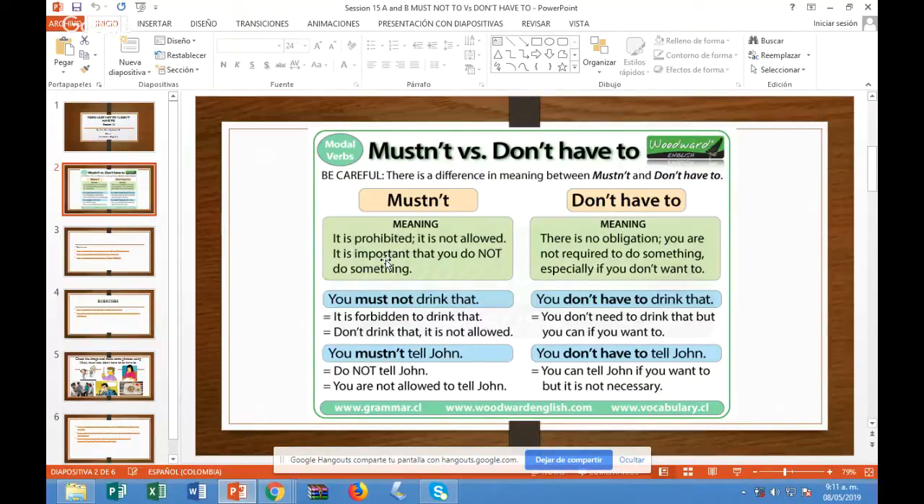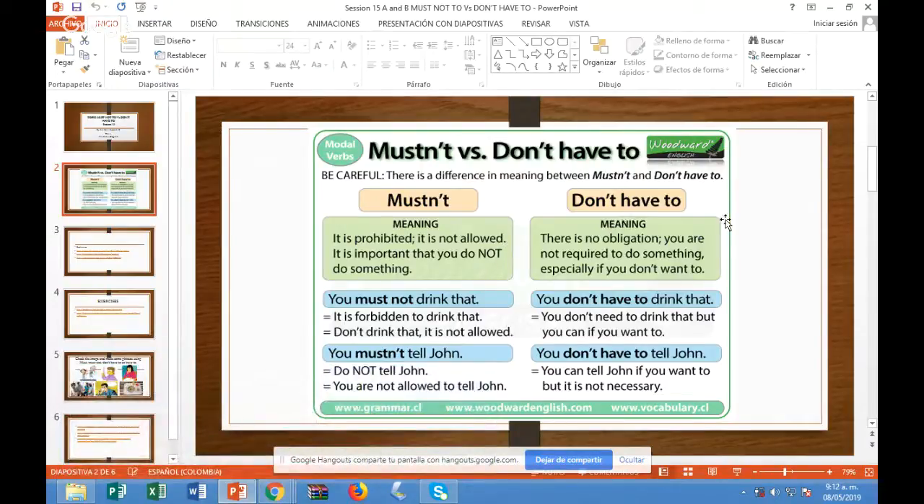Mustn't, the meaning for this is that something is prohibited. It is not allowed to do it. It is important that you do not do something. For example, you must not drink that. It is forbidden to drink that. Don't drink that. It is not allowed. You mustn't tell John. Do not tell John. You are not allowed to tell John.